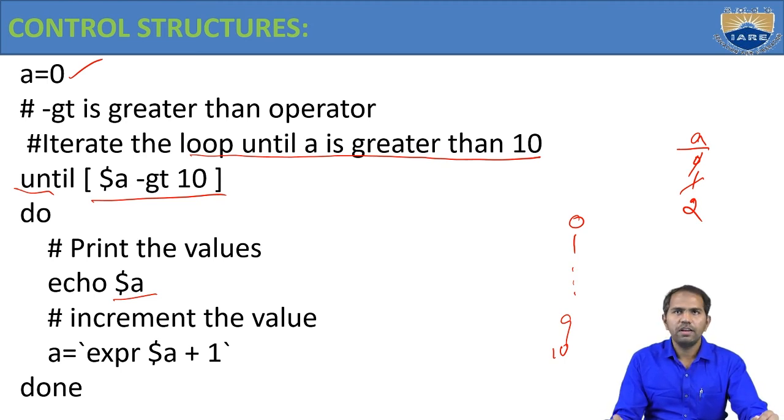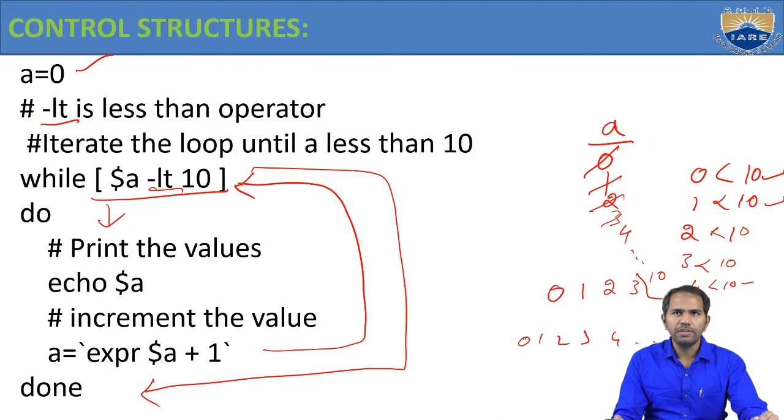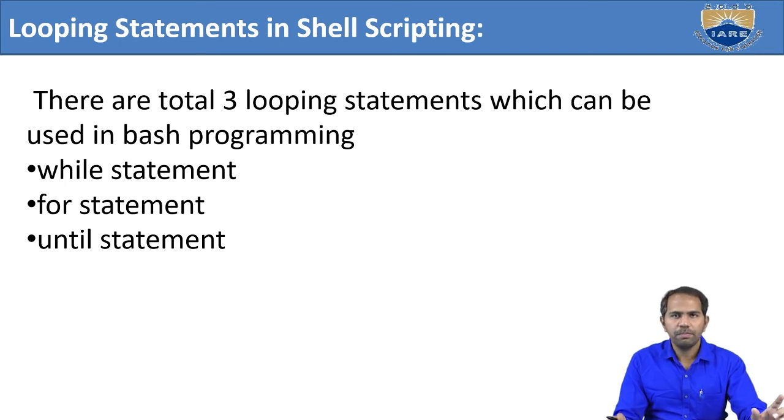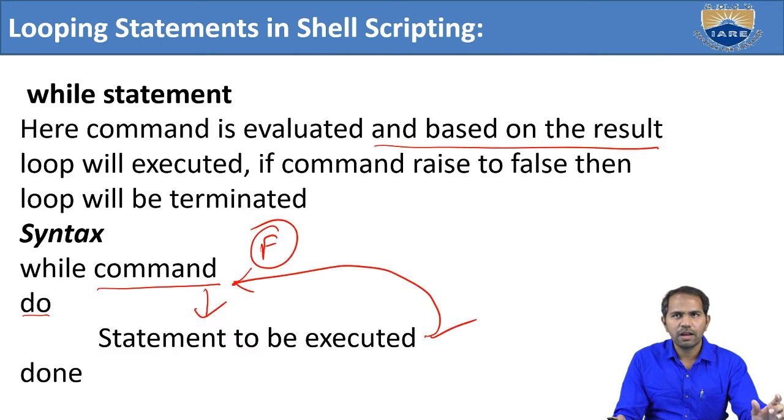So here, majorly we discuss the three looping statements: while statement, for statement, and until statement. While loop repeats the statements until the condition fails. For example, taking the while command, until this command fails, the following statements are repeated. Once the condition fails, it moves outside of the while loop.